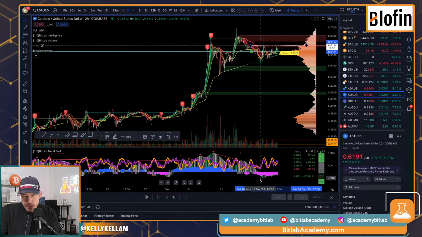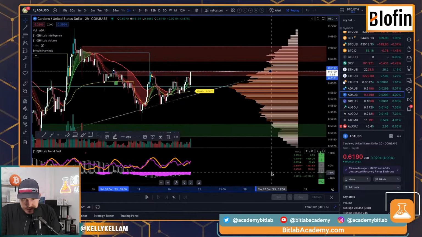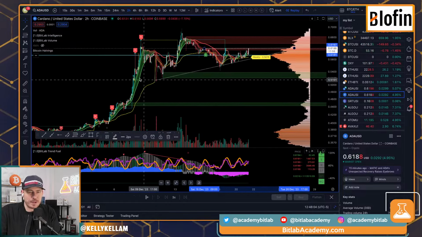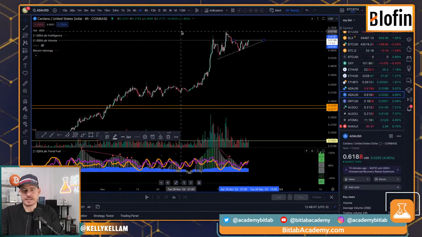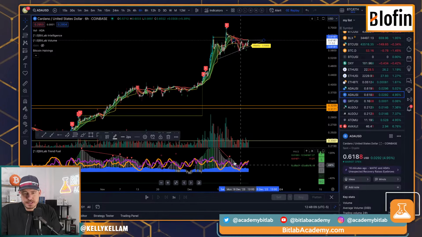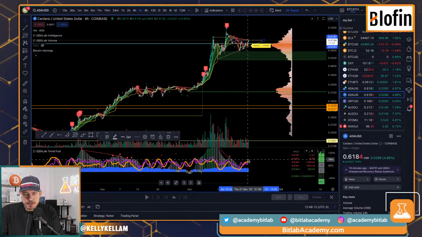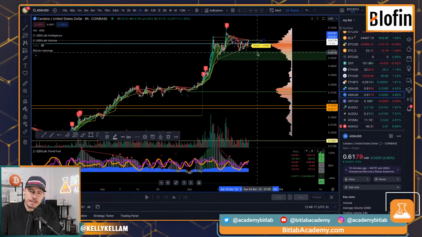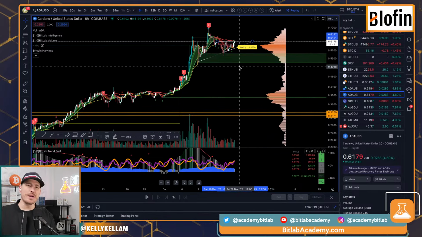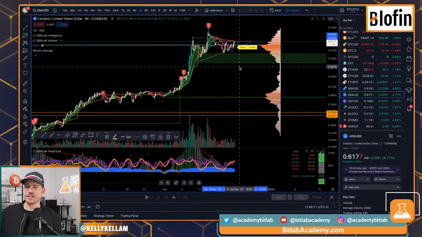The momentum wave is rolling up there, but I'm not convinced. Look at how sharp down these momentum waves are. Stochastics rolling over. I still think we're in for a bit of a doozy to the downside. I don't think it's over yet.